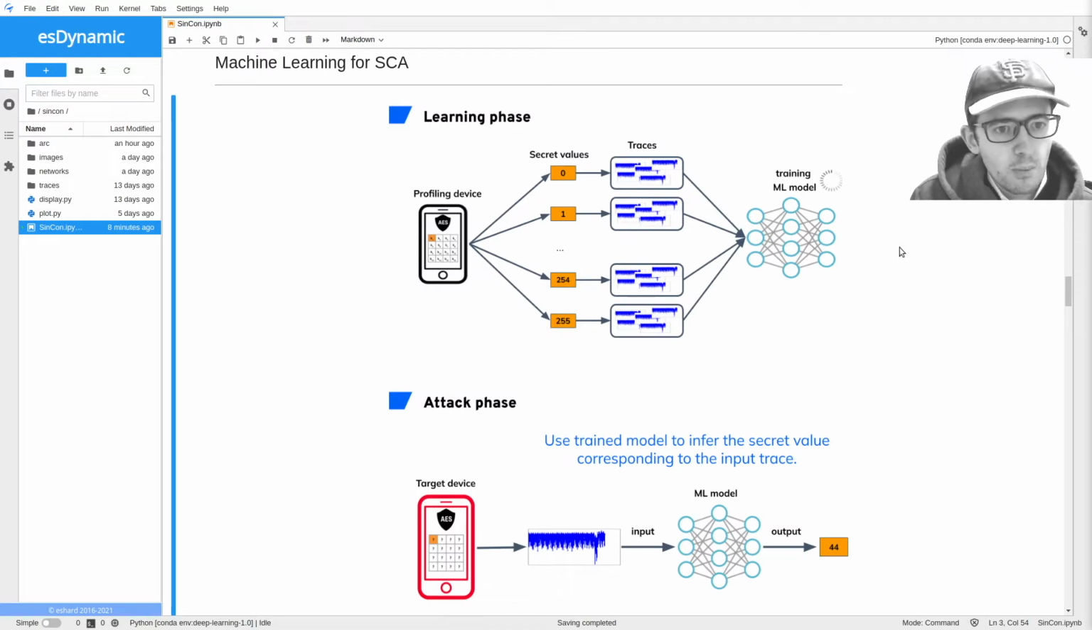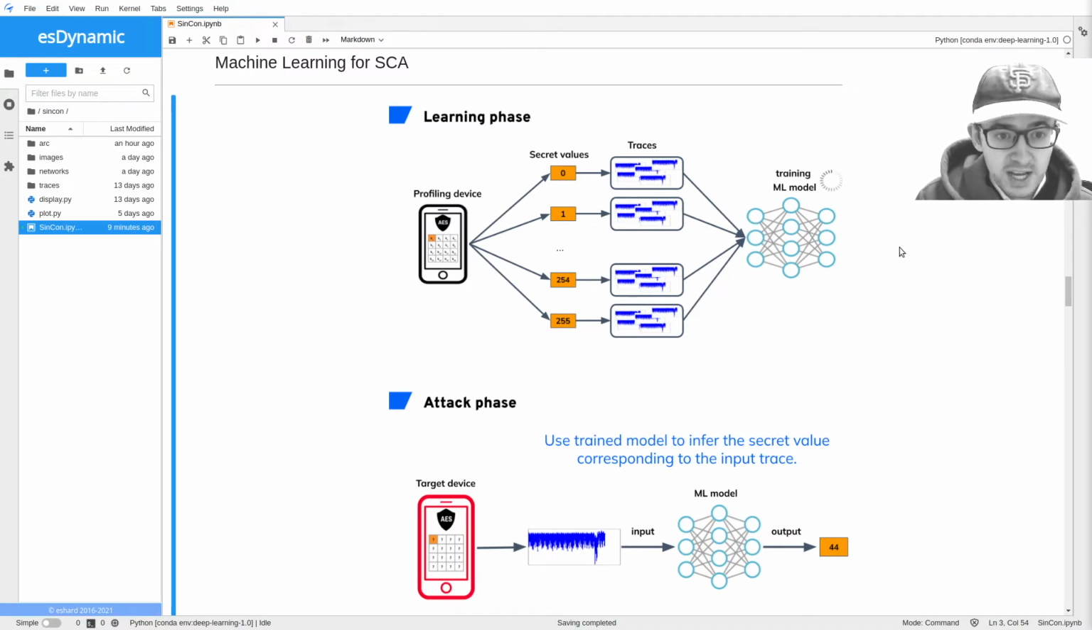So to build more complex and powerful attacks, we can leverage techniques from machine learning. And in this case, we have a methodology in two steps. First, there is a learning phase. And during this phase, we will use a machine learning algorithm to build a model that will characterize the leakage of the chip for all the possible values that a secret target can take. And then there is the attack phase where we use the machine learning model that we built to infer some information about the secret value corresponding to a trace that we want to attack.